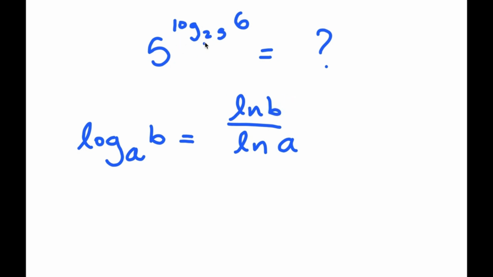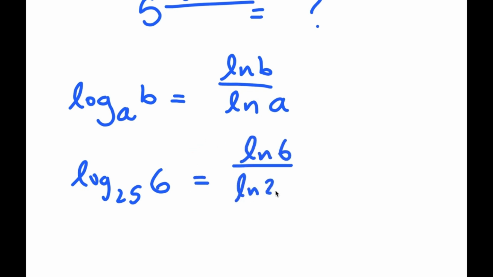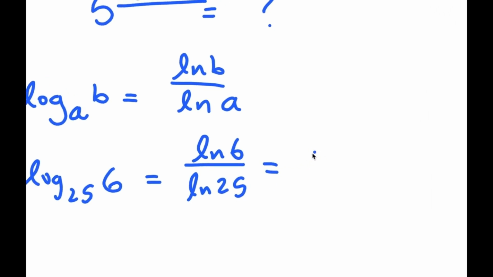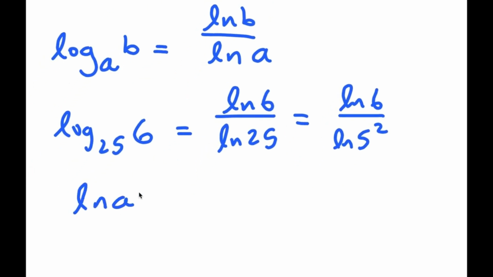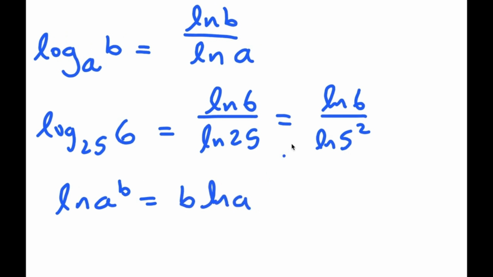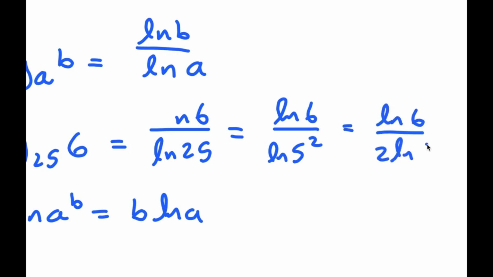So in this case, I have log base 25 of 6. This is the same thing as ln of 6 over ln of 25, which is the same thing as ln of 6 over ln of 5 squared. Now another property of logarithms is if I have something in the form ln a to the power b, this is equal to b times ln a. So this is the same thing now as ln 6 over 2 times ln 5.